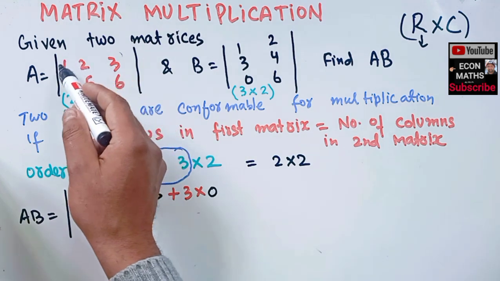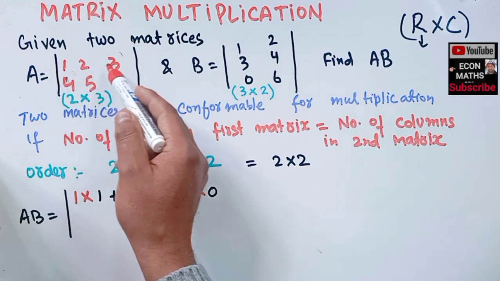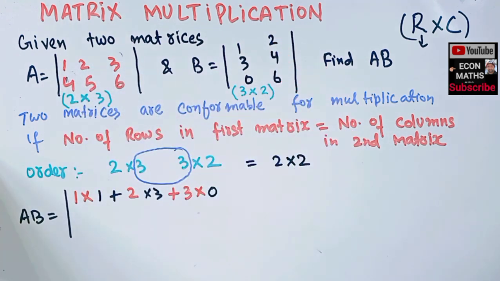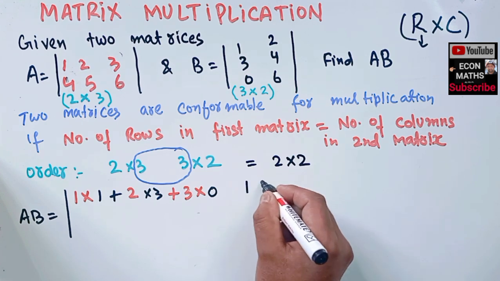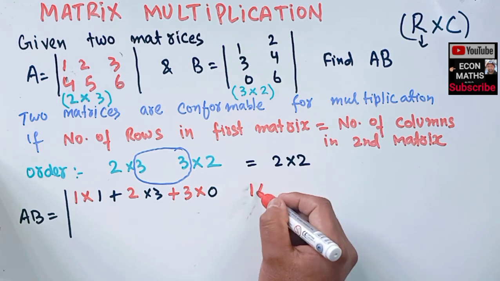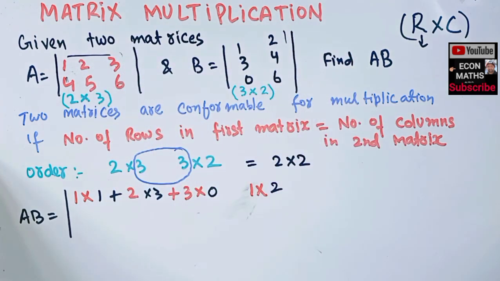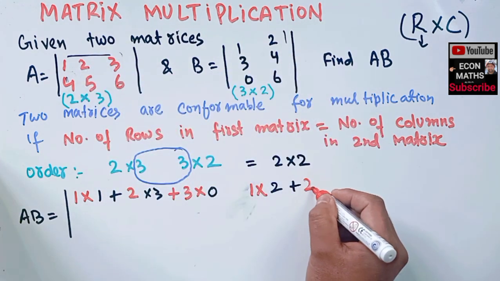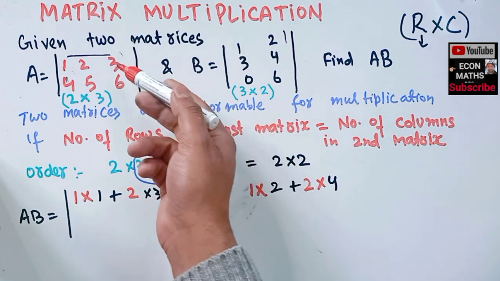Okay, so we multiply the first row with the first column, then we multiply the first row again with the second column. So we have 1 into 2. We are multiplying this row and this column this time, plus 2 into 4, then we have 3 into 6.